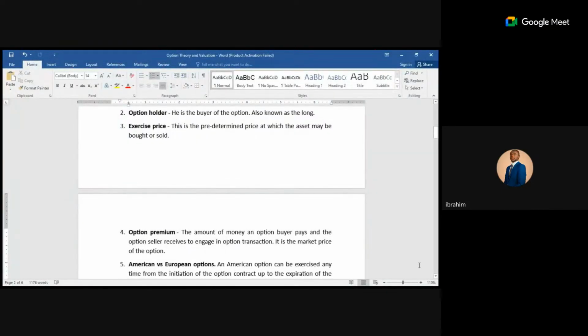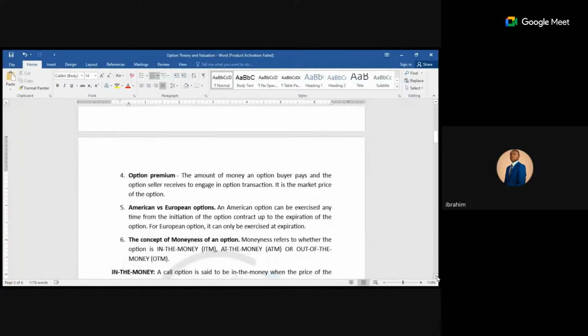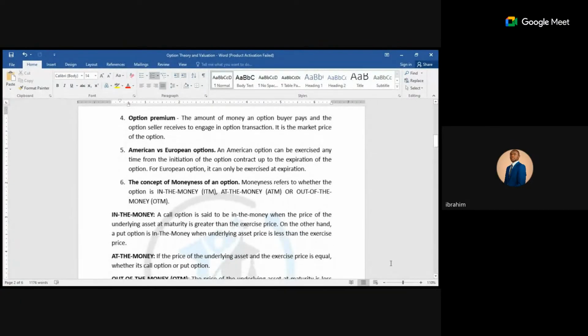Now, we have the option premium. Whether or not you exercise your rights, you will pay a premium, right? The option buyer pays and the option seller receives, to engage in option transactions. Whether you exercise your rights or not, inasmuch as you've entered into the option contract, you will pay an option premium. And these option premiums may be call price or put price.